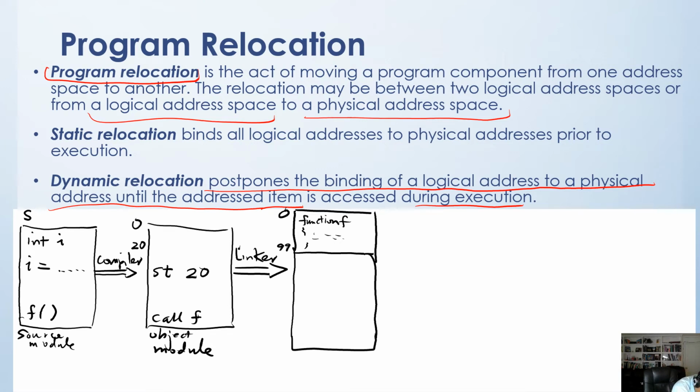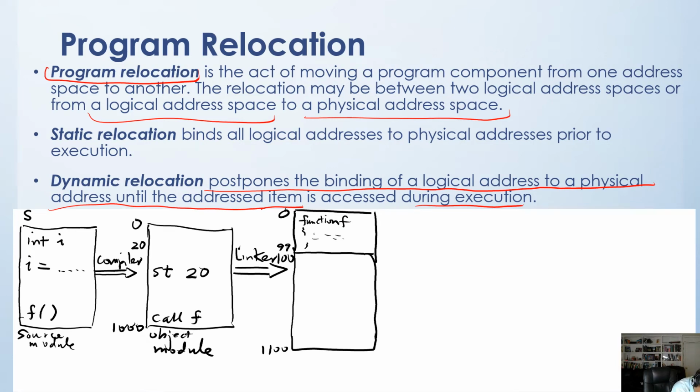Let's say 99. And then the module that defines the variable I is going to start from 100, depending on this value. If this is actually 1000, then this is going to be 1100. Okay. So now in this case, you're going to change the logical addresses for different instructions.